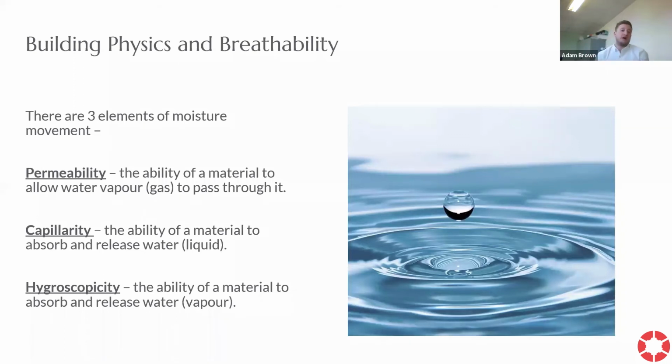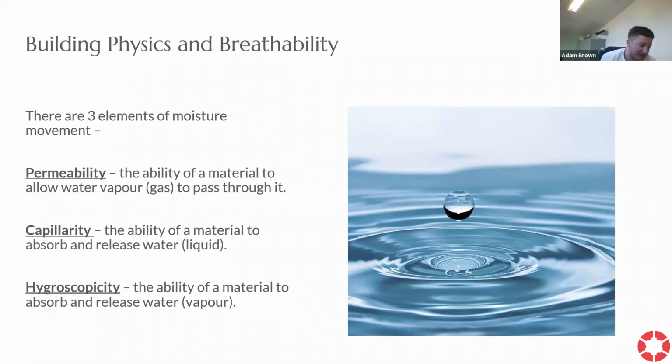We then move on to capillarity, which is equally as important. Some would say more so, but this is the ability of that mortar to absorb and release water as a liquid. Now, if you were looking at an external mortar, you would probably want to go with a low capillarity. You don't want it to absorb lots of liquid. You don't want lots of water being poured into the building.